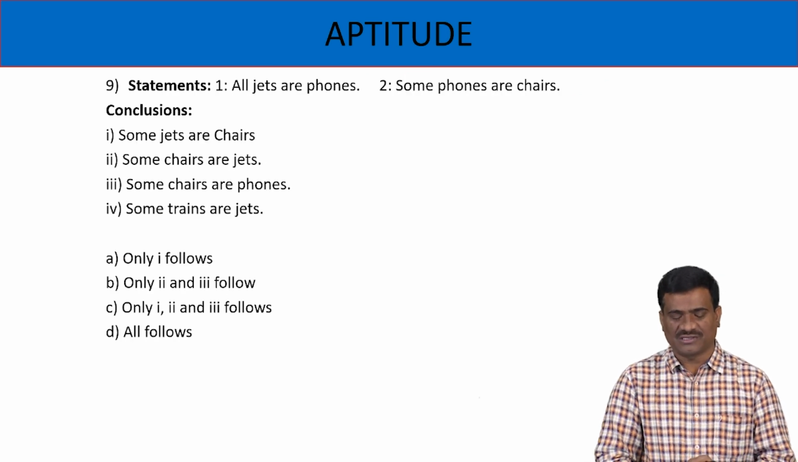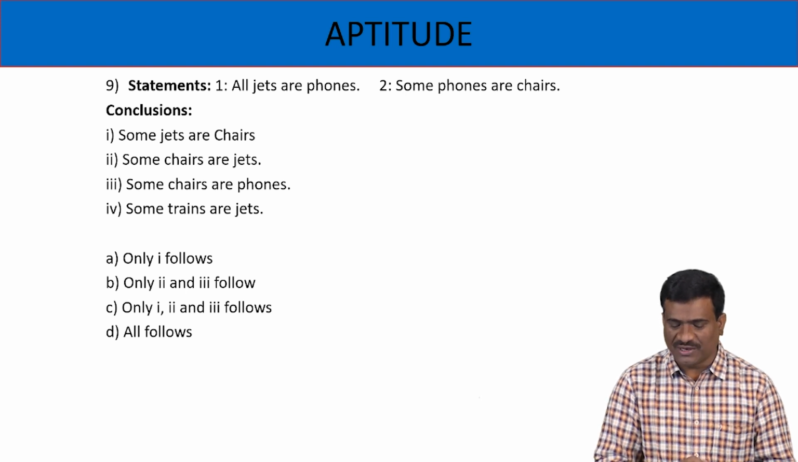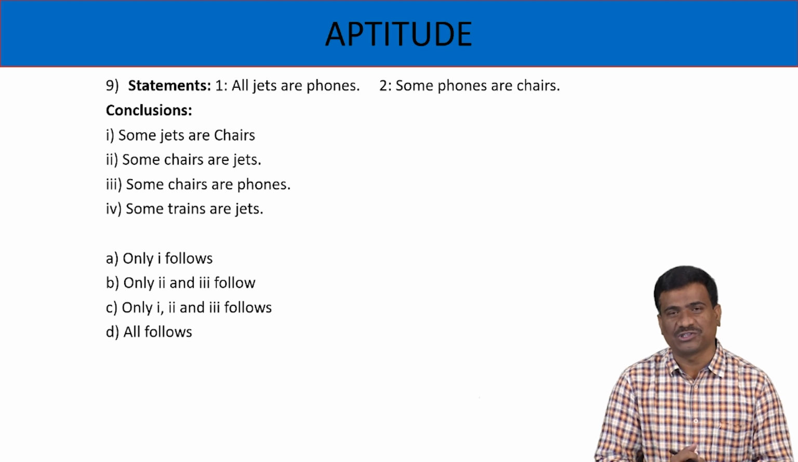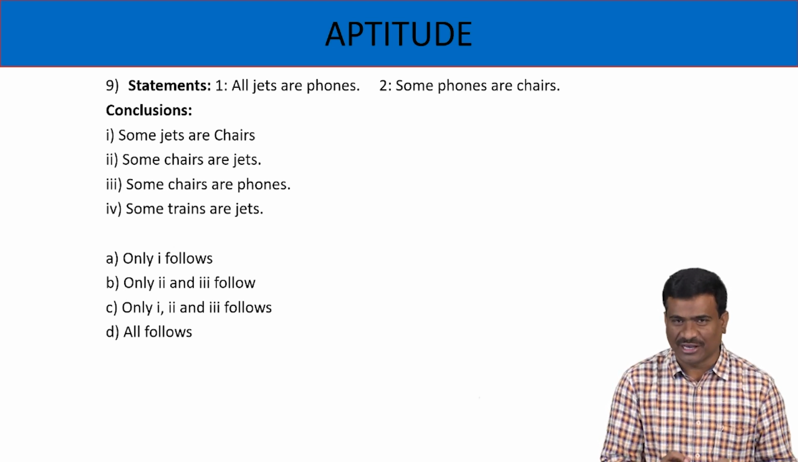Ninth example, statements and conclusions. Statements: all jets are phones. Some phones are jets. Method: using the two statements, draw a Venn diagram.